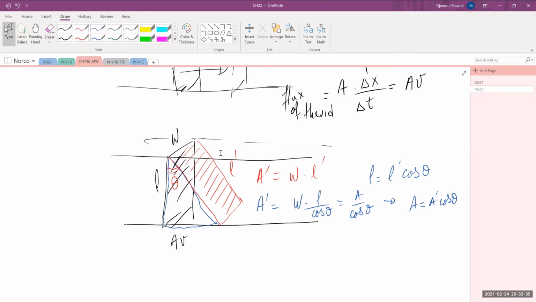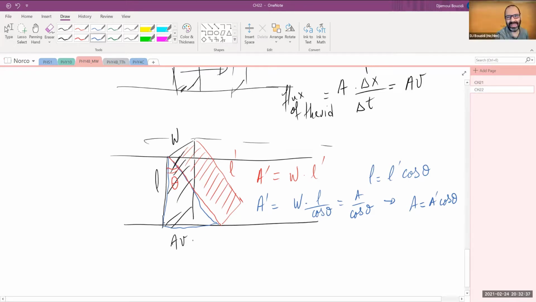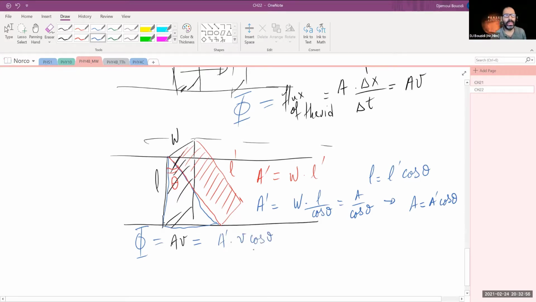So I have to be careful with this experiment. So this is the fluid. I'm going to use the symbol phi for the flux. Basically, that is how it was used in hydrodynamics. So we're going to say phi is equal to A, and A is, by the way, A prime times V times cosine of theta. Let's look at this relationship up close and see what's going on with it. I'm going to look at this area in here.